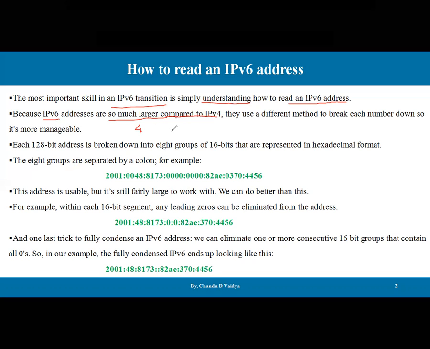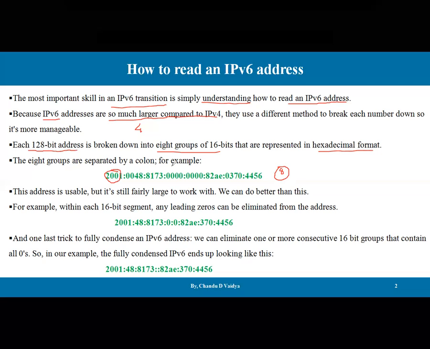Okay, and these 128 bits are again divided into different parts, and the notations, octets and decimal portions are very different. Each 128 bit address is broken down into 8 groups of 16 bits. So one group has 16 bits. These 8 groups are represented in hexadecimal format. The format can be mixed, hexadecimal plus numbers. The 8 groups are separated by the colon.